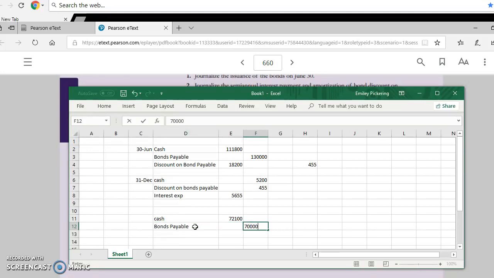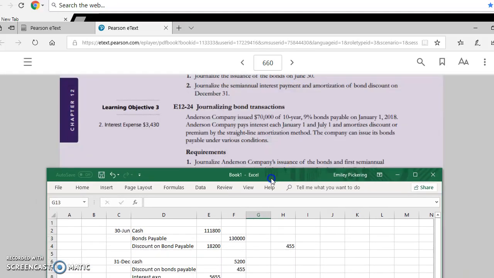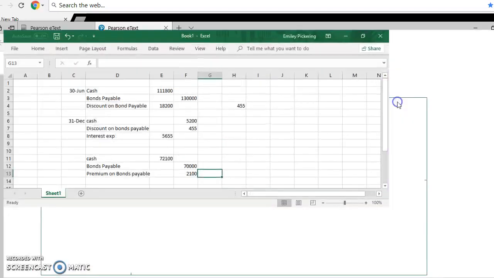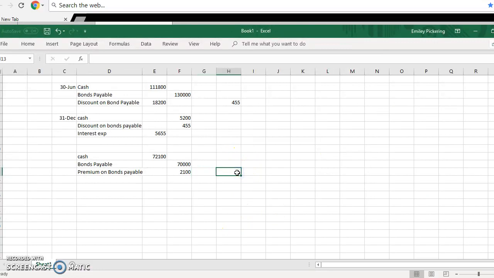I have to pay back just the 70,000. So I have to put something on the credit side now to make it balance, and that's called a premium on bonds payable. Again, it's just going to be the difference, so it's 2,100. So I'm going to amortize it the same way, straight line. It's a 10-year bond that I'm paying interest on twice a year. So I'm going to take my premium of 2,100 and divide it by 20. So I'm going to amortize that bond premium $105 each time I make an interest payment.